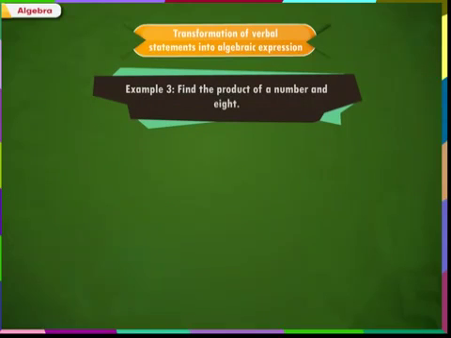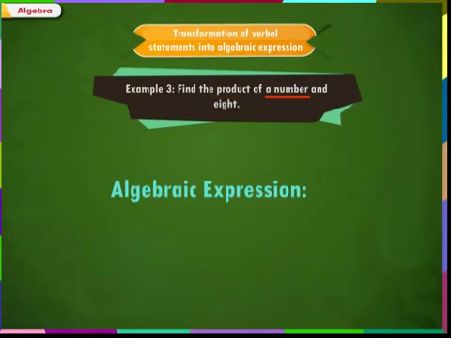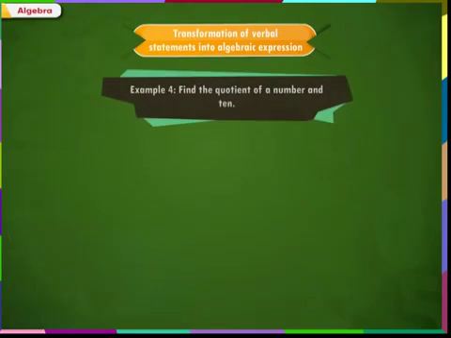Example 3. Find the product of a number and 8. In this verbal statement, we see the word product, which means multiplication. The next word that we see is a number, which we can consider as y. So, we can write the algebraic expression as 8y.